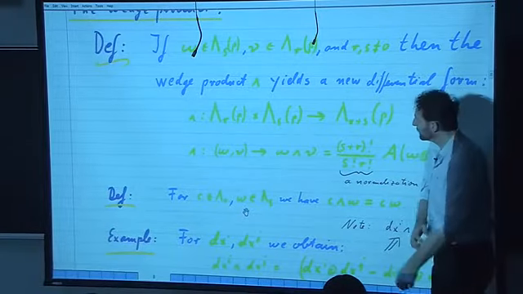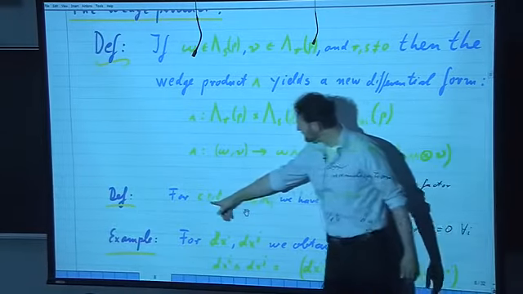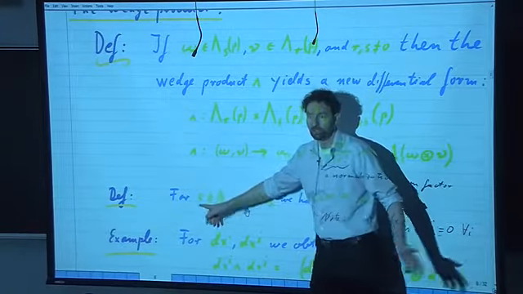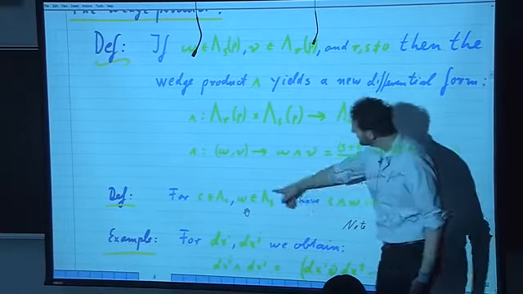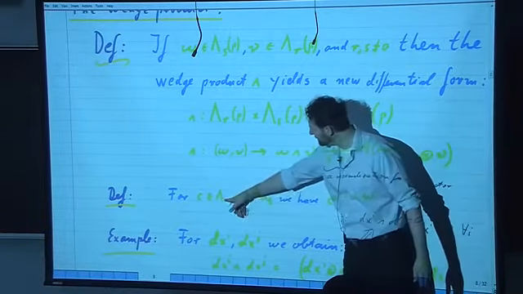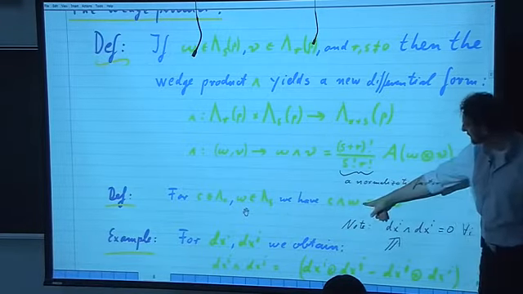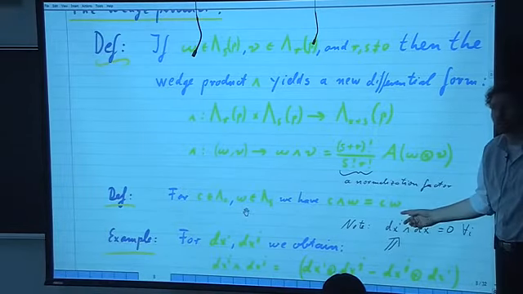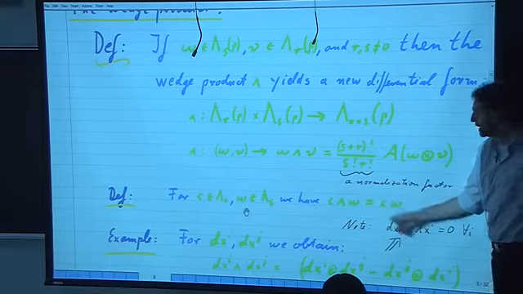So the definition that one adopts is this. If C is an element of lambda 0, at the point that's just a number, on the entire manifold it's a scalar function, and omega is an S form, then their wedge product is simply their product. Just multiply. There is nothing to be antisymmetrized because C doesn't take a tangent vector as input.